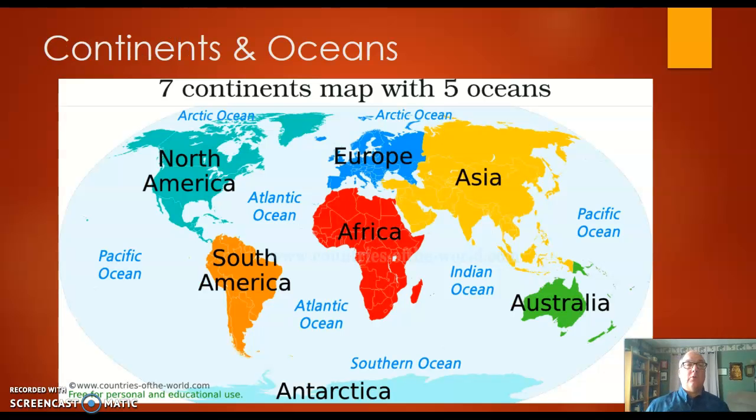The second thing that you looked at would be working with continents and oceans. And here again, our basic outline of those 7 continents and the 5 main oceans of the world that you would have reviewed and hopefully have a better handle on being able to identify on a map.